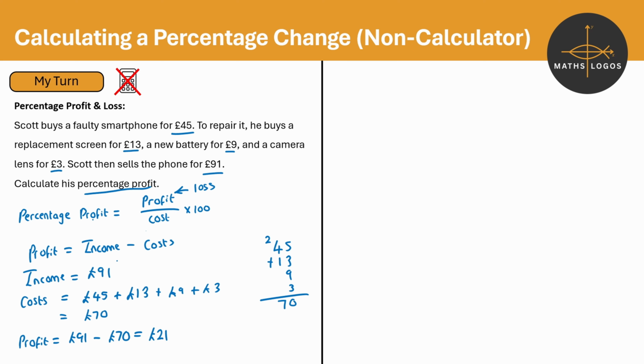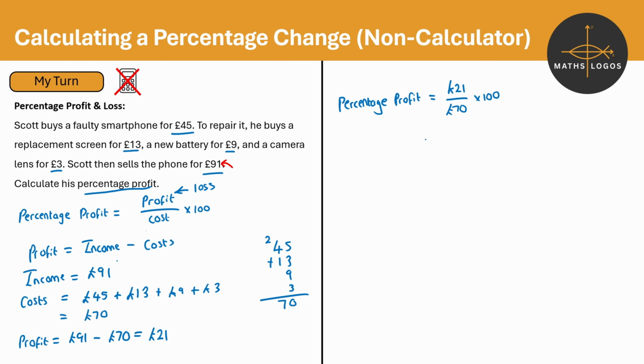Let's go ahead and plug these into our percentage profit formula. So percentage profit is going to be equal to the profit he makes. Well, we said that that was £21 over the cost. So the cost was £70. And then we need to multiply that by 100. And this is where profit margin is slightly different, because instead of putting £70 of costs on the denominator, we would be putting the £91, which is the sale price of the phone. So that's where those are different.